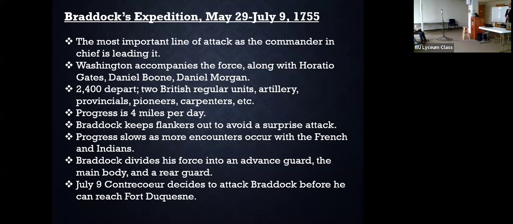Washington goes with him because he's been in there before, right? Notice who else is with him: Horatio Gates, Daniel Boone, Daniel Morgan. These names will show up later. There are 2,400 British regulars, artillery. But notice what else he had. Carpenters. He has to bring a forge so he can repair things that break, because things are going to break. He has to have people who know how to handle leather and things of this sort.